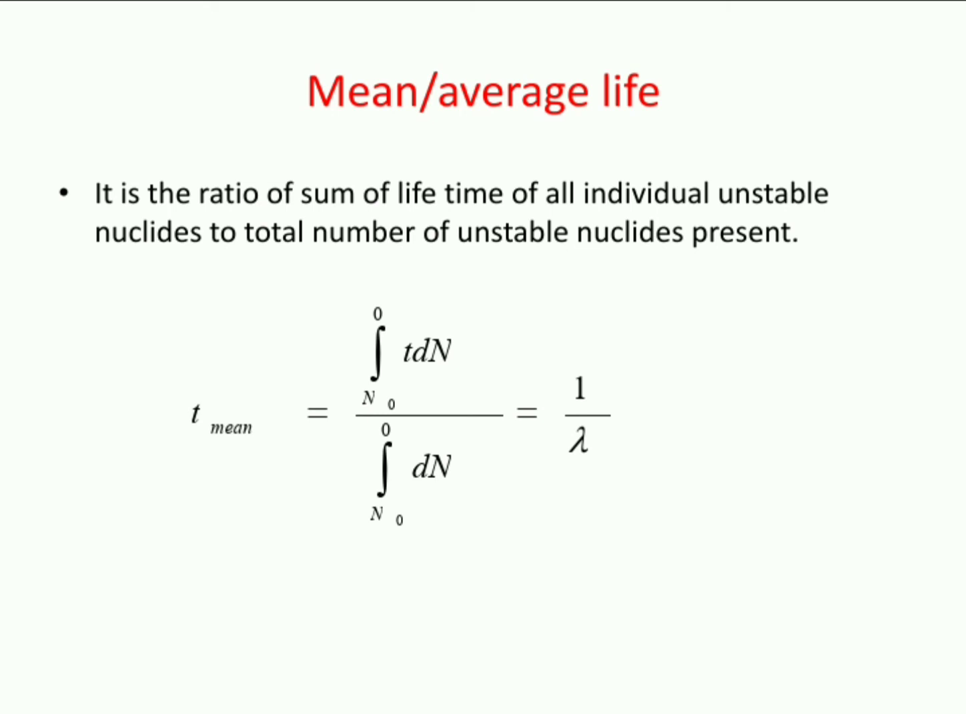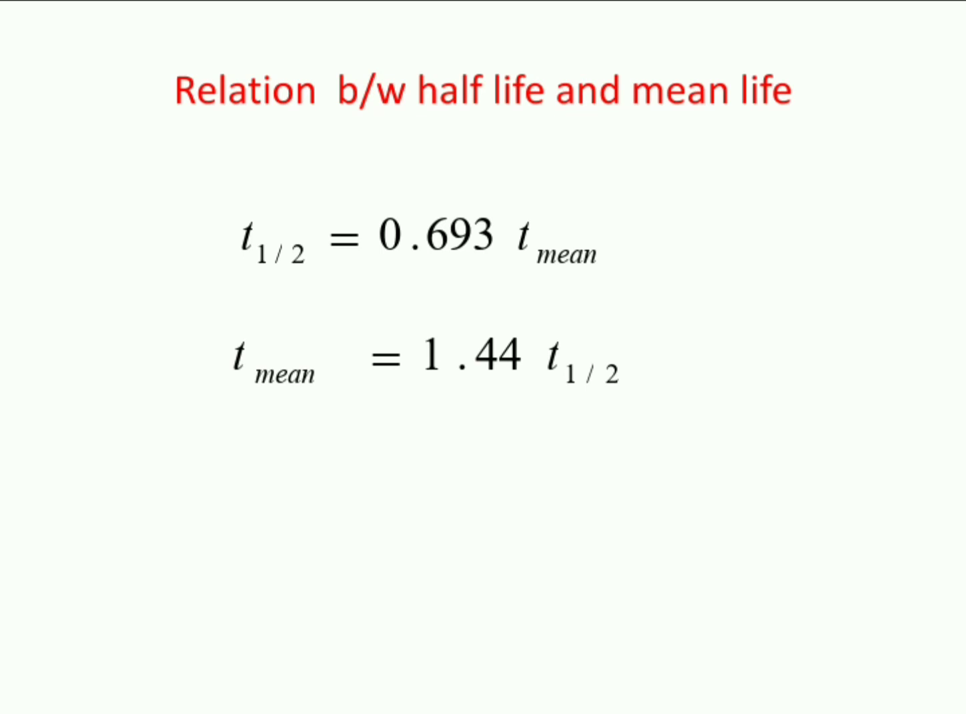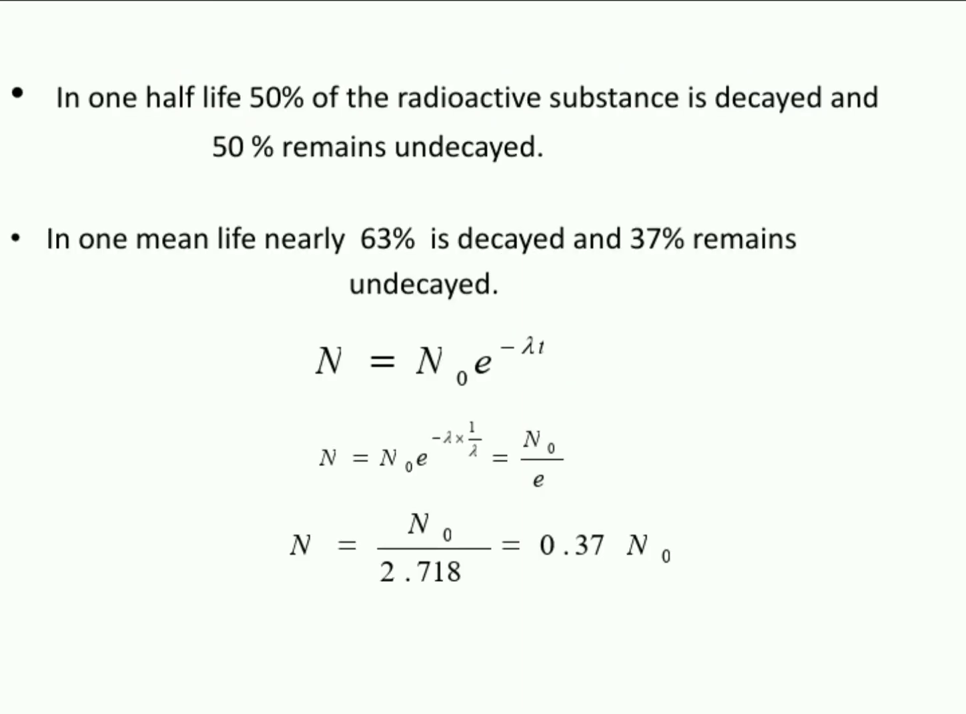I repeat, T half is 0.693 by lambda, while average life is 1 by lambda. Now look at the relationship between the two lives. One is half-life and the other is mean life. So from the previous two equations, we can write T half as 0.693 times T mean, or the opposite, T mean is equal to 1.44 times T half. You can remember these two relations because we have already derived what T half and T mean are.